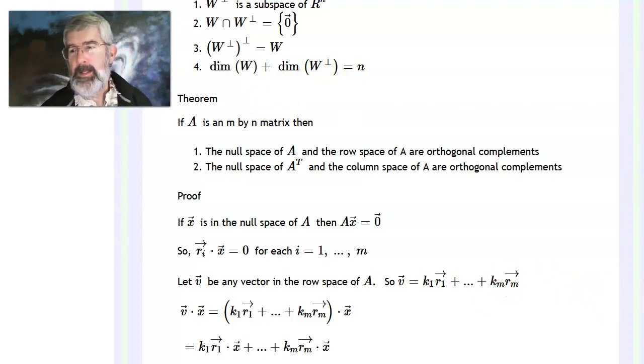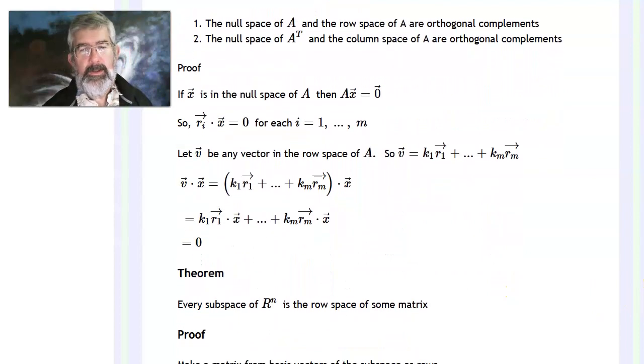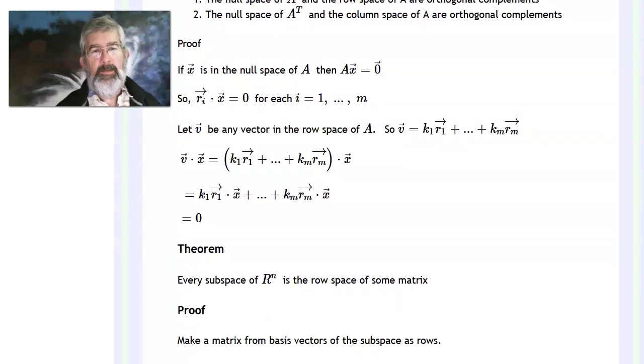Now there's one more theorem in this section that we need to take a look at, but I think it deserves its own video, and we will do that next.